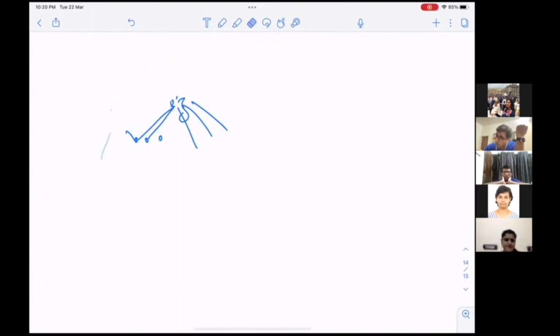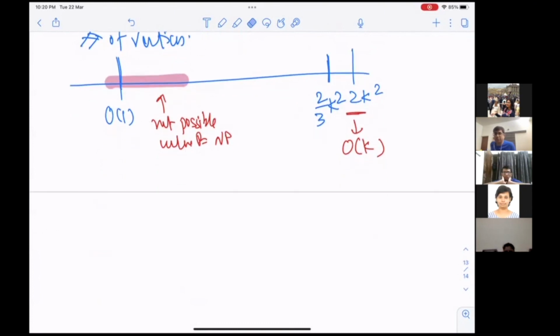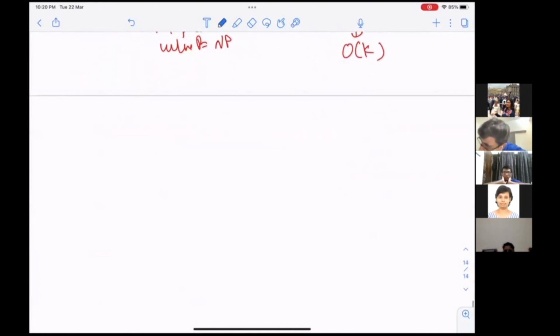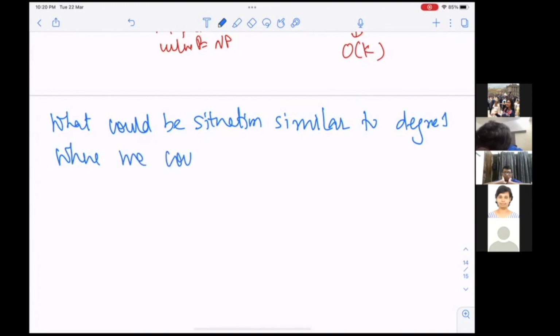Okay. Now, I want to have some slightly more non-trivial transformations, okay? I want to go slightly much below, okay? Now I want to ask you, what could be a situation similar to degree 1 where we could apply a rule similar to degree 1.